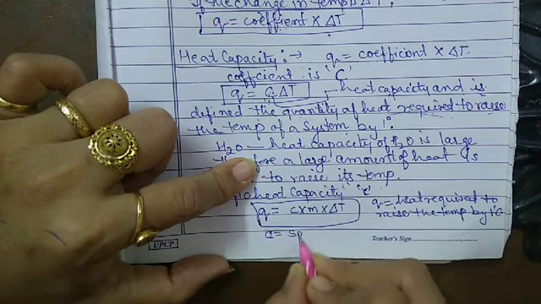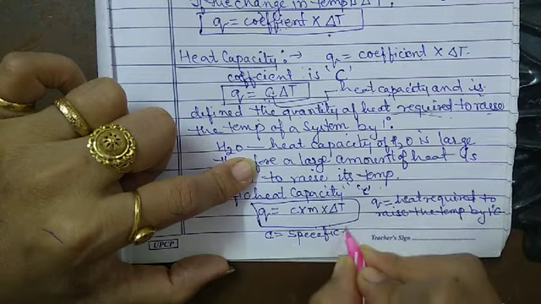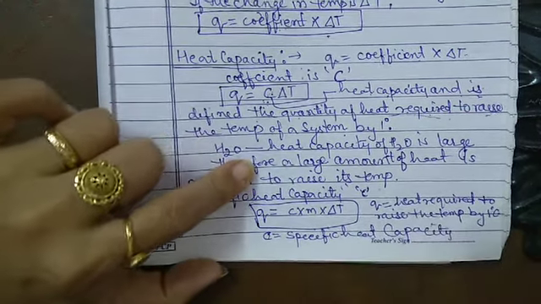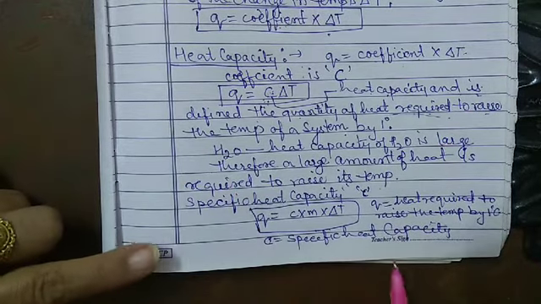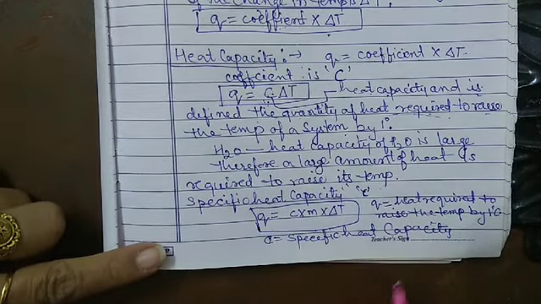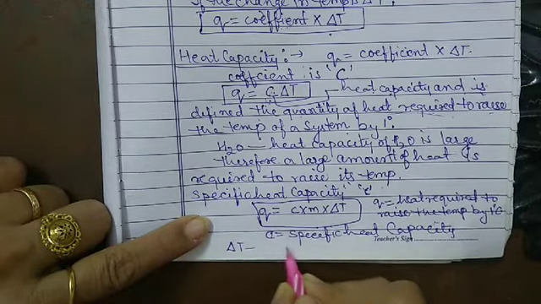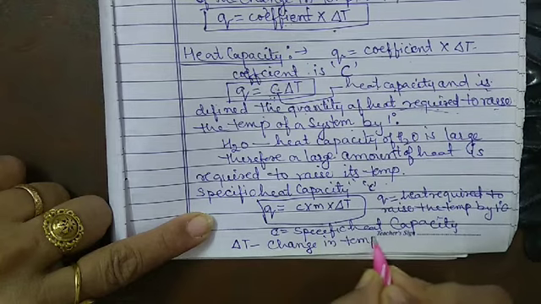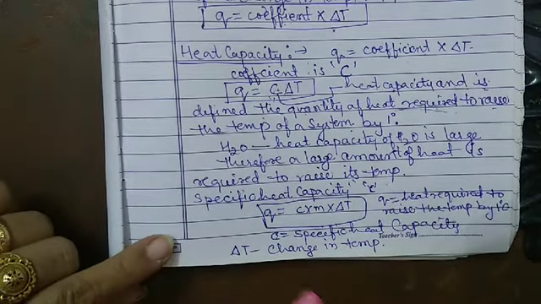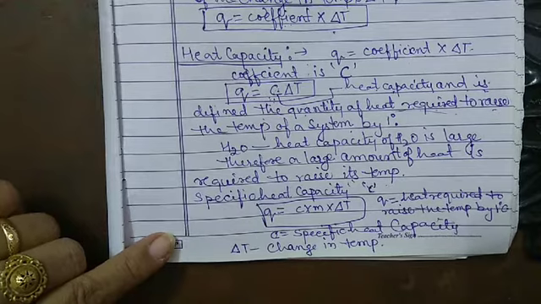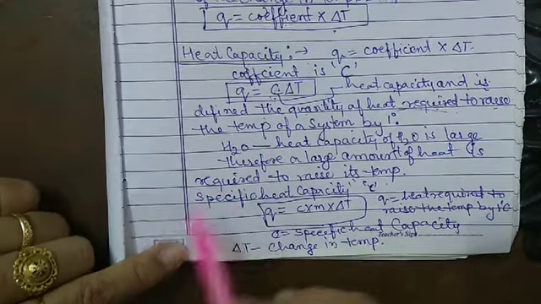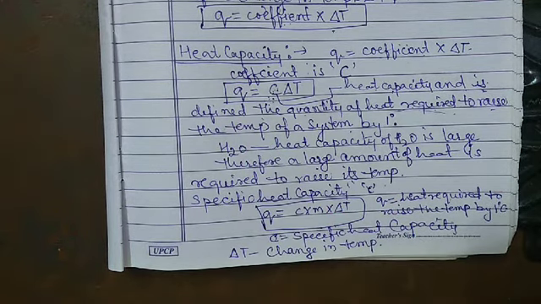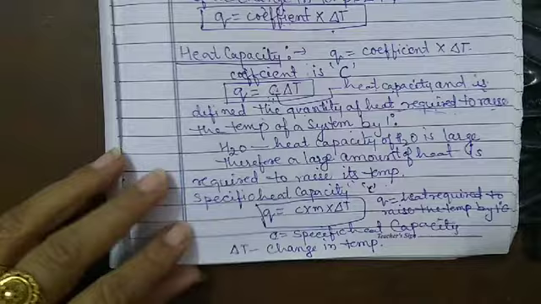C is specific heat capacity. C is the specific heat capacity. And what is delta T? This is the change in temperature. Delta T is change in temperature. So by the help of this definition, we can easily elaborate the heat capacity or the specific heat capacity.